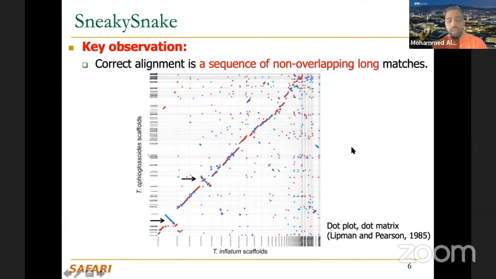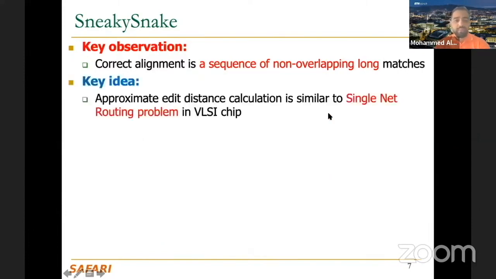Now, we leverage this observation, or we actually exploit it, to build the SneakySnake algorithm. So the correct alignment is a sequence of non-overlapping long matches. And these are the non-overlapping long matches, which are the things around the diagonal. So we said, okay, let's approximate the distance calculation using what we call the single net routing problem in VLSI chips. We observe that the single net routing problem is something very similar to connecting these dots, or finding these dots or long non-overlapping matches.